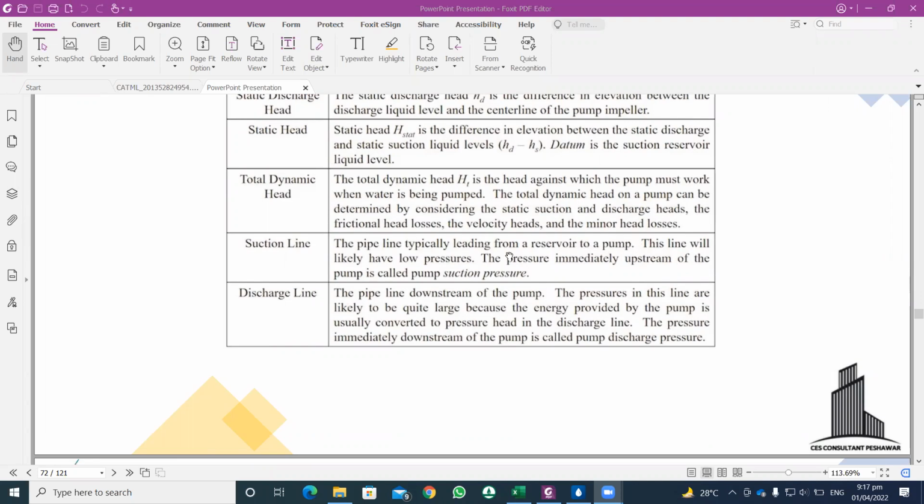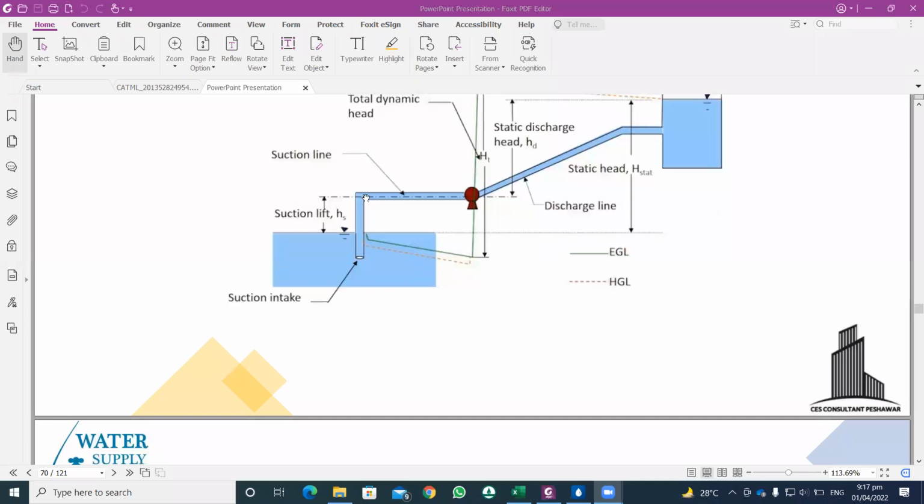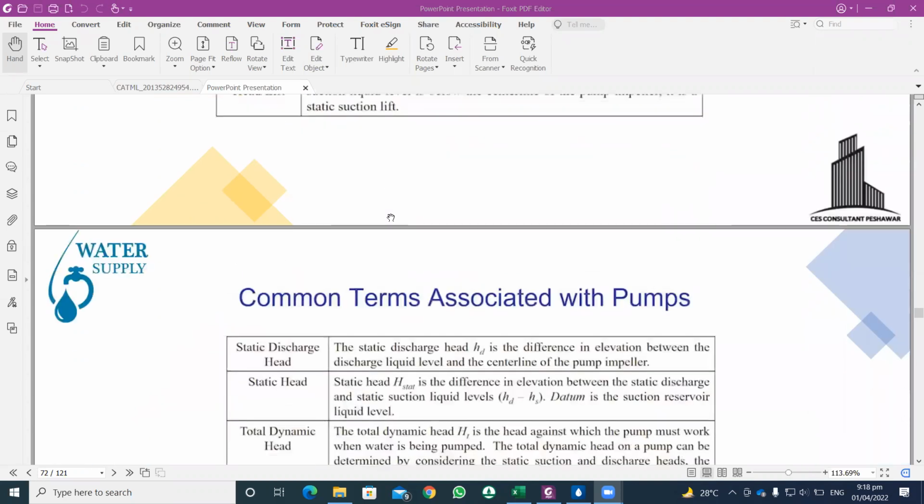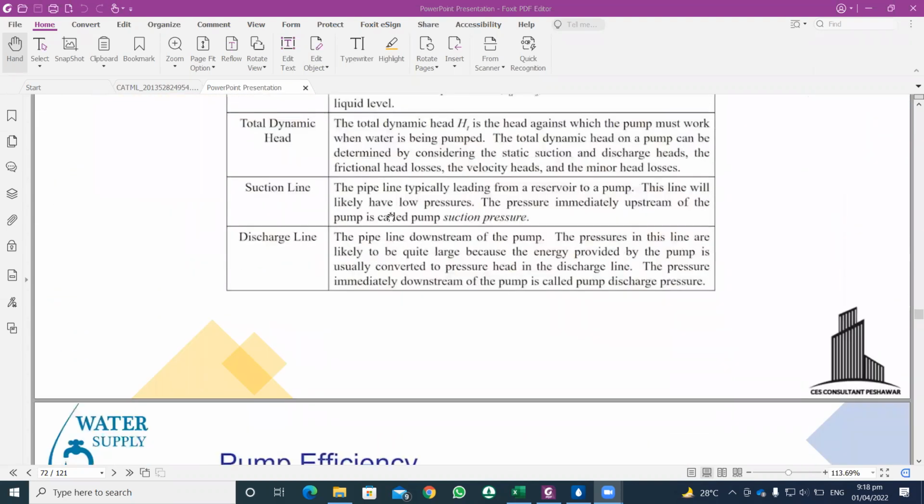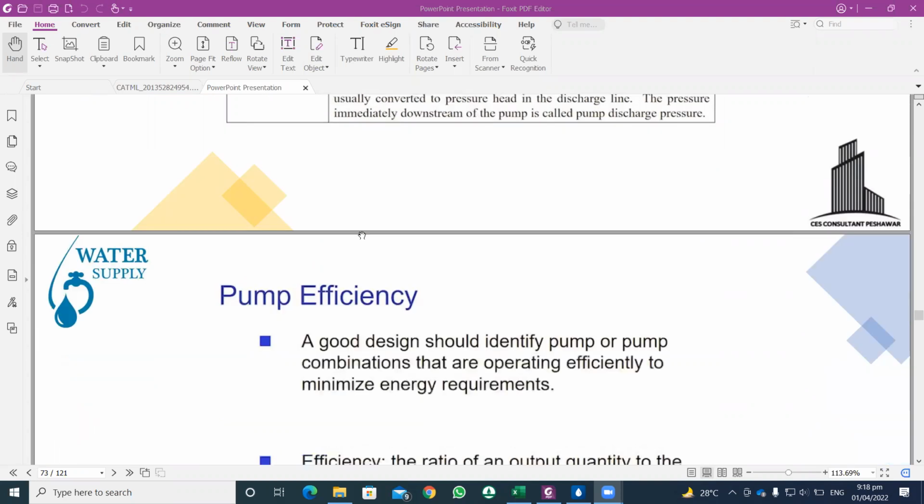Suction line is basically the pipeline typically leading from the reservoir to a pump. At this portion the pressure is very low because this is suction. There is a suction pressure at that point in the suction line. The discharge line is the line downstream of a pump.